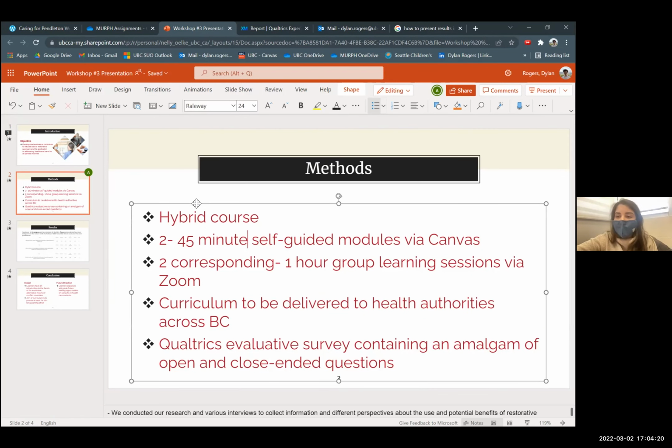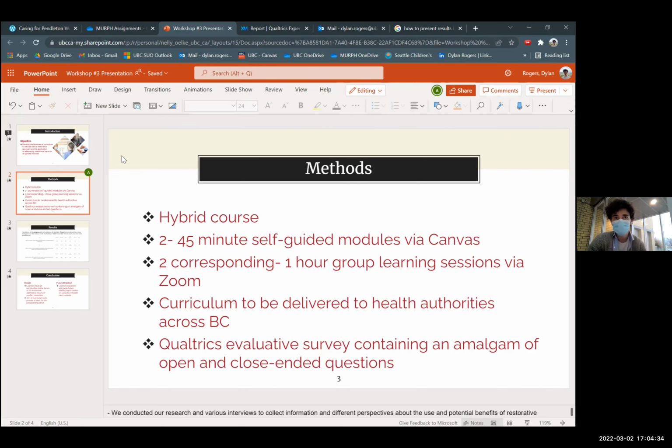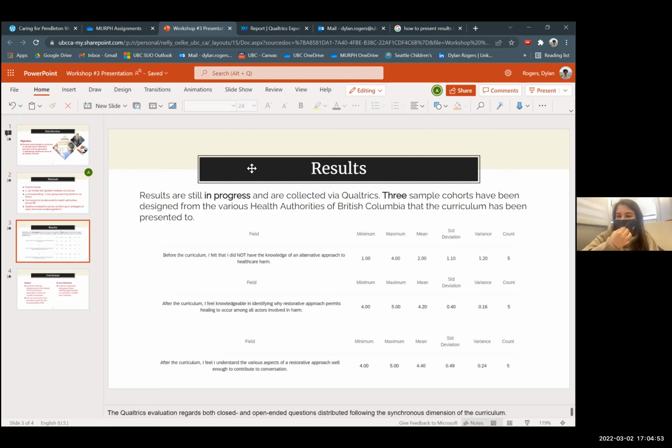Any comments about the methods page? How did this page look to everyone? Was it clear? It looks consistent. There's no period on one sentence and not the next. That's great. Okay, let's jump into the next one.